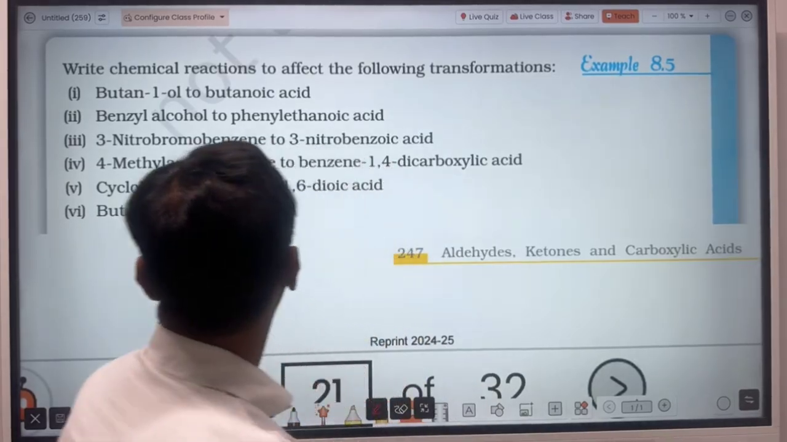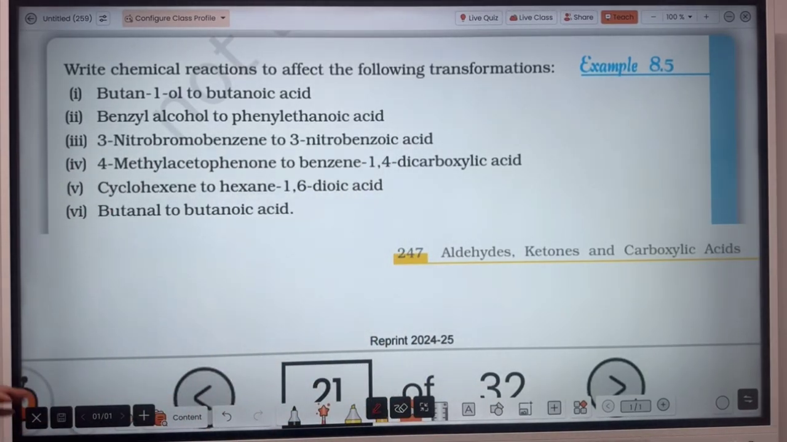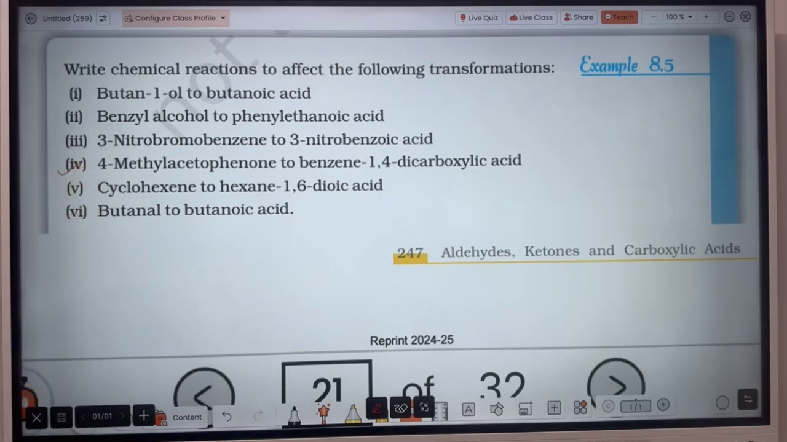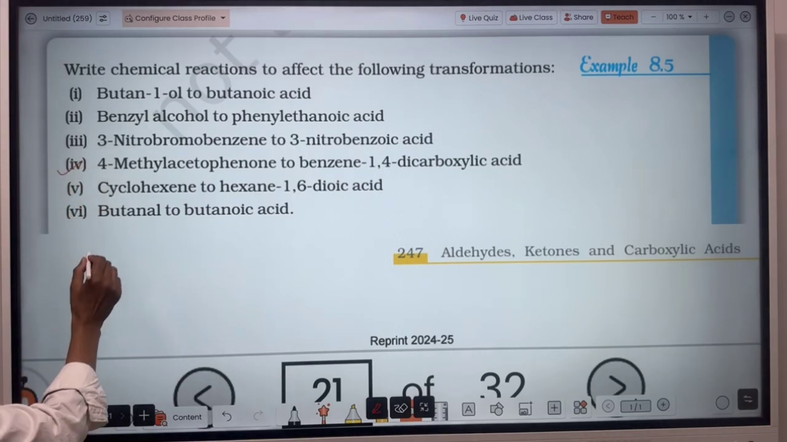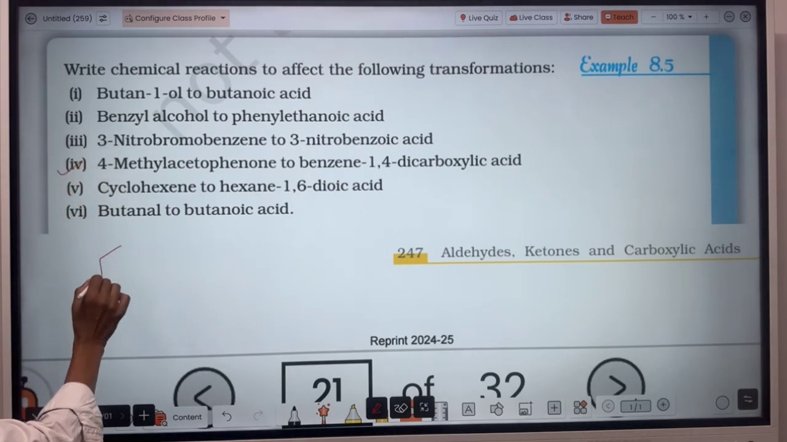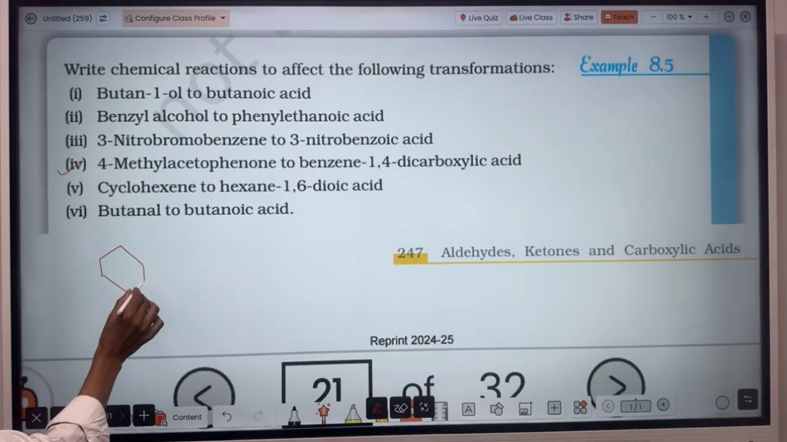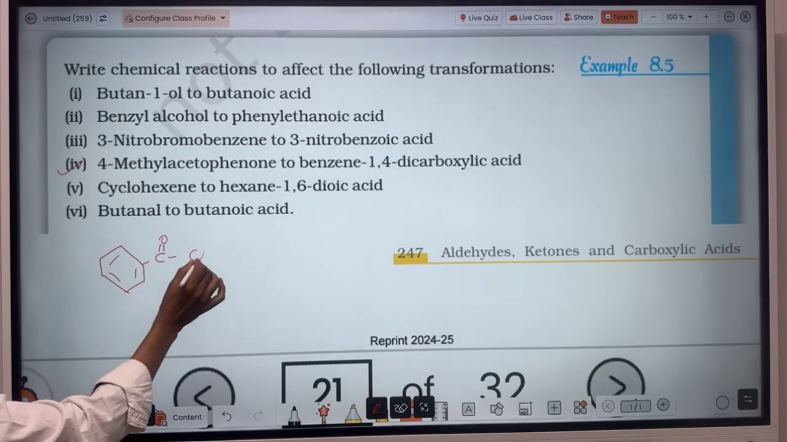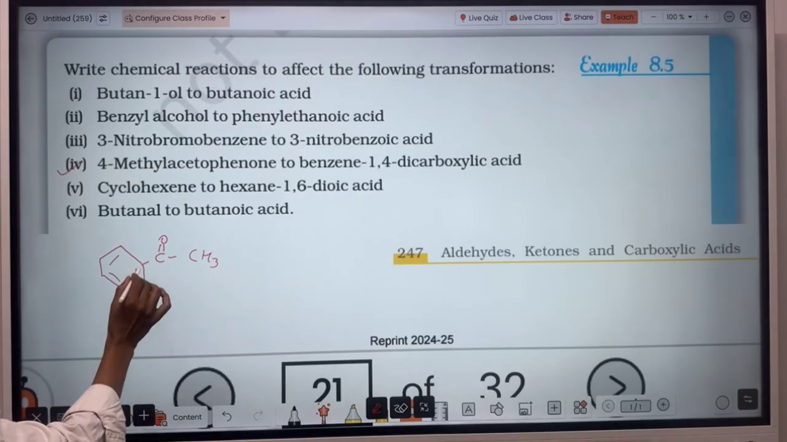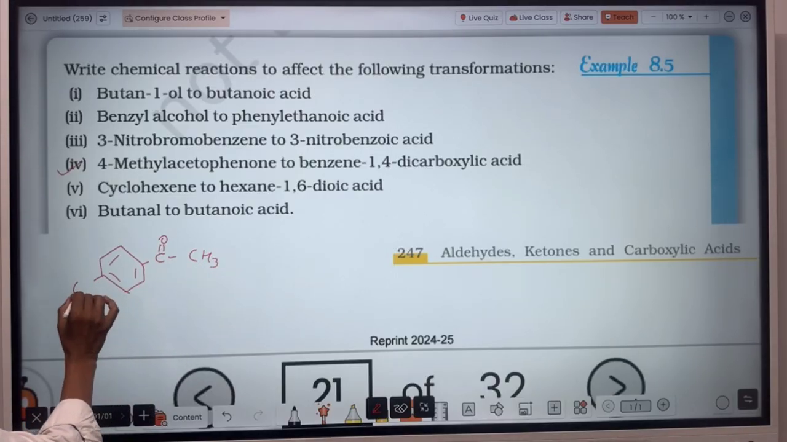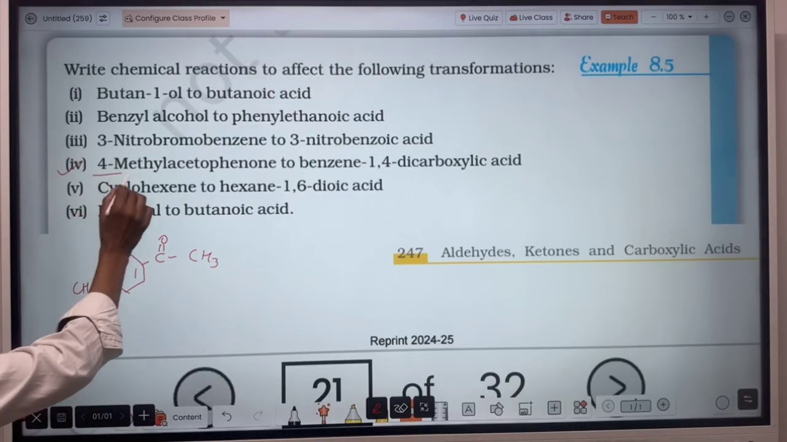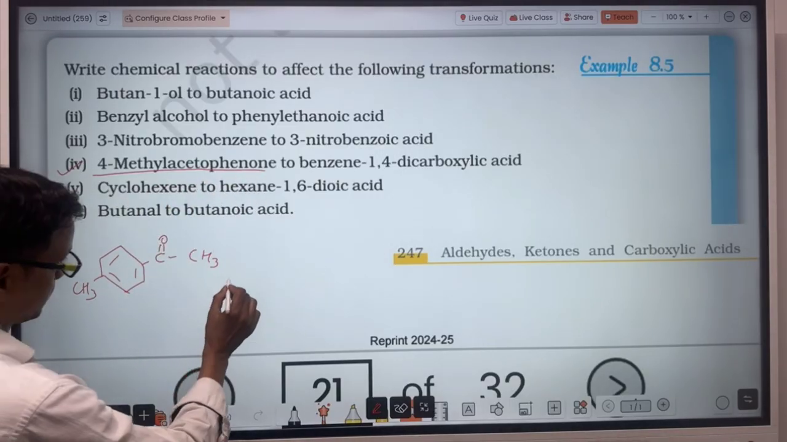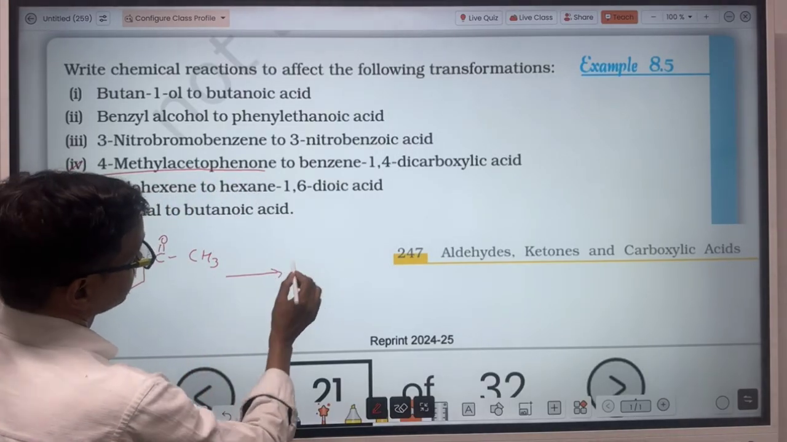Now let's see. The second one is done. Then after is the fourth one. This one, fourth. This is 4-methyl acetophenone. That too, you have to convert.